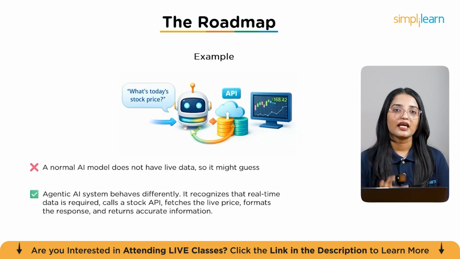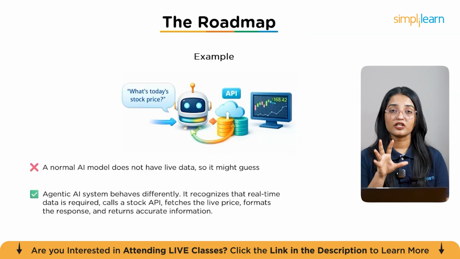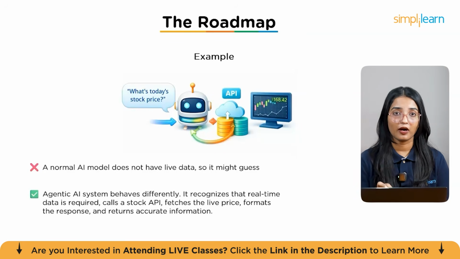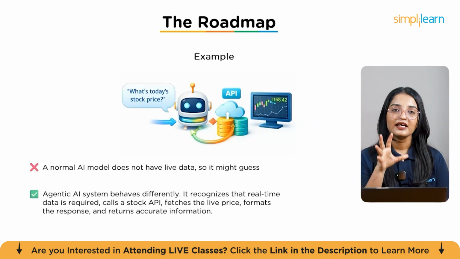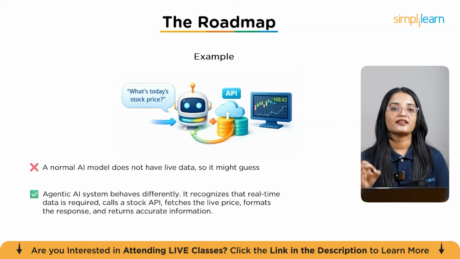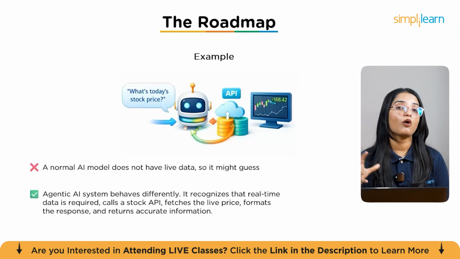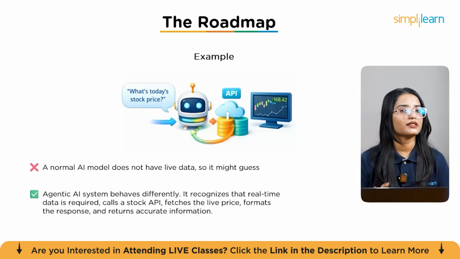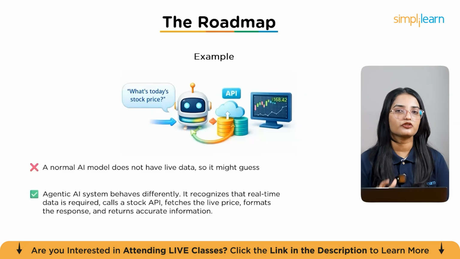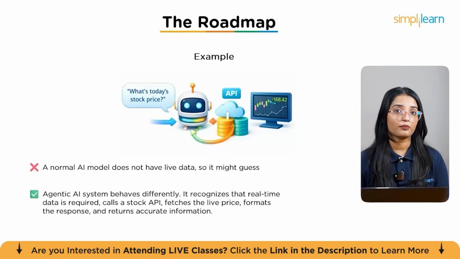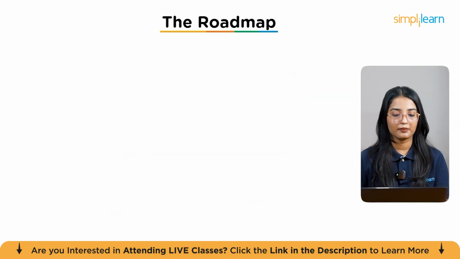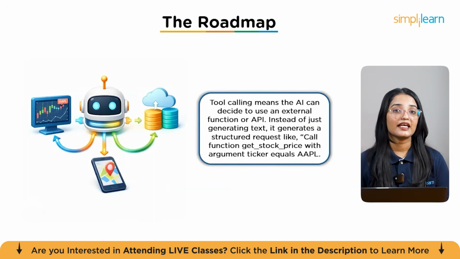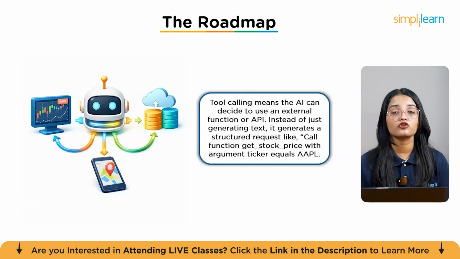Now, an agentic AI system behaves differently. It recognizes that real-time data is required, calls a stock API, fetches the live price, formats the response, and returns accurate information. That is known as tool usage. Tool calling means that the AI can decide to use an external function or API. Instead of just generating text, it generates a structured request like call function get_stock_price with argument ticker equals AAPL.